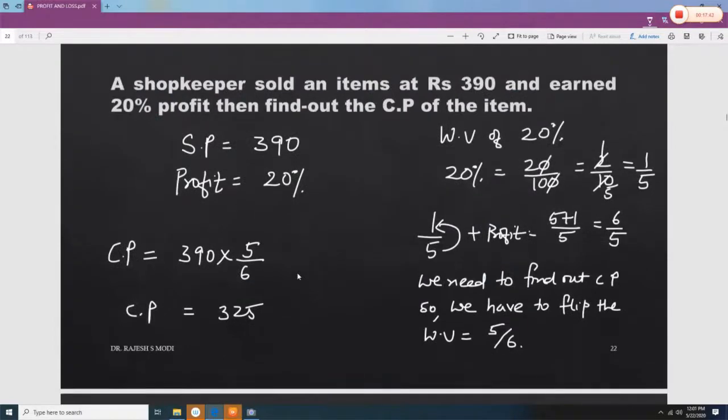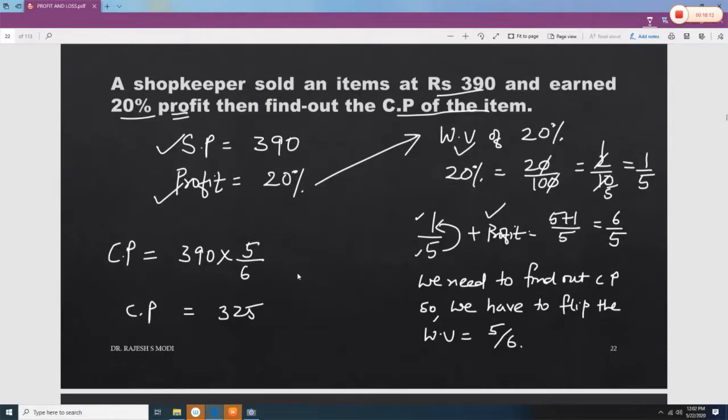A shopkeeper sold an item at rupees 390 and earned a 20% profit. Then find out the CP of the item. Now the selling price is given, the profit percentage is given. When the profit percentage is given, we are going to find out the whole value. So 20% means 20 over 100, that is 1 over 5. And here it is said profit, so profit means you have to add. So 5 plus 1, that is 6 over 5.